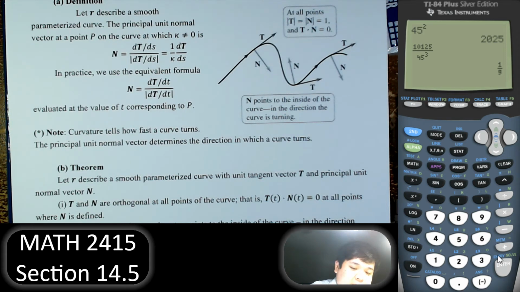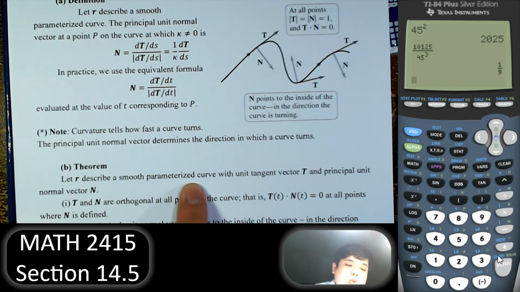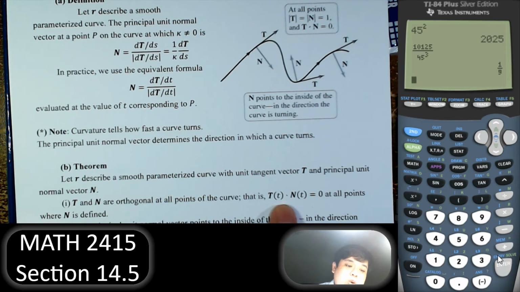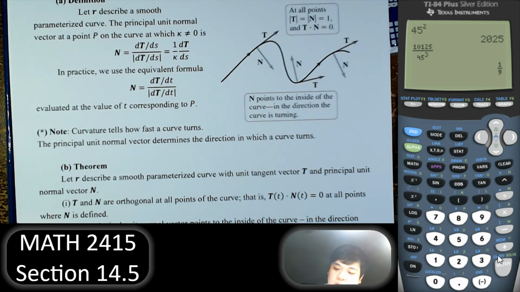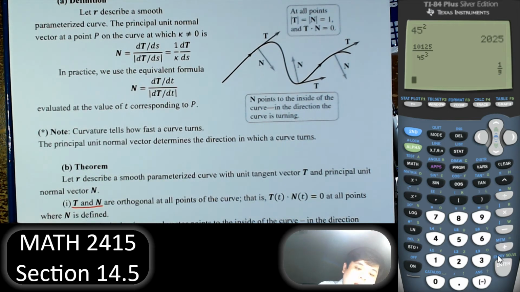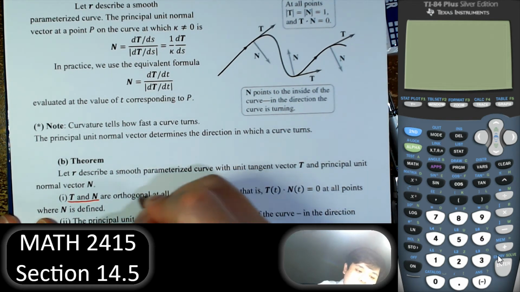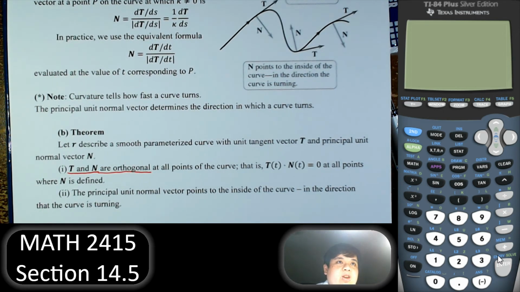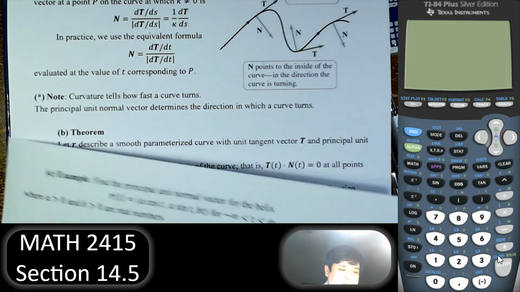Right. Now, let r describe a smooth parameterized curve with the unit tangent vector T and the principal unit normal vector N. The dot product is equal to 0, which means they are orthogonal. So the unit tangent vector and the principal unit normal vector are orthogonal, because they just give the direction when it points inside where it turns. Right.